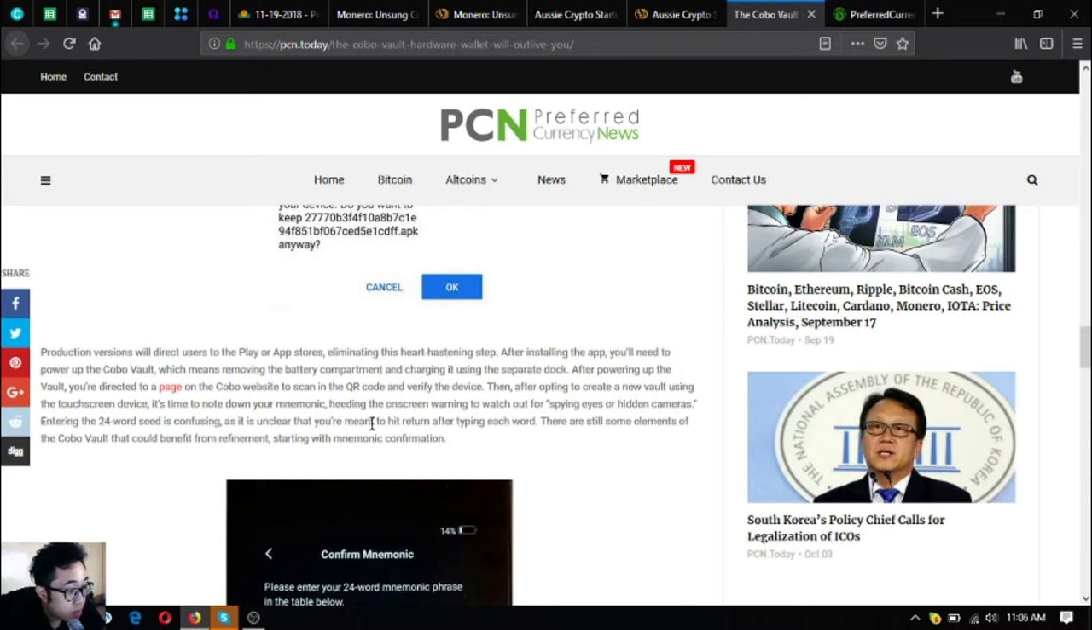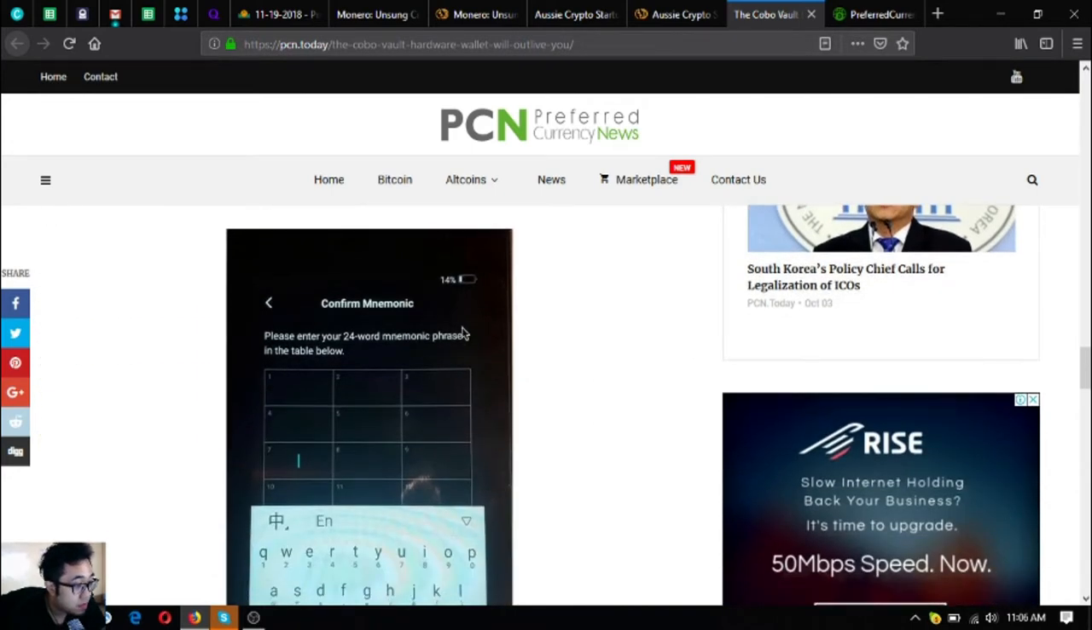And after opting to create a new Vault using the touchscreen device, it's time to note down your mnemonic. Heeding the on-screen warning to watch out for spying eyes or hidden cameras, entering the 24-word seed is confusing as it is unclear that you're meant to hit return after typing each word. There are still some elements of the Cobalt that can benefit from refinement, starting with mnemonic confirmation.